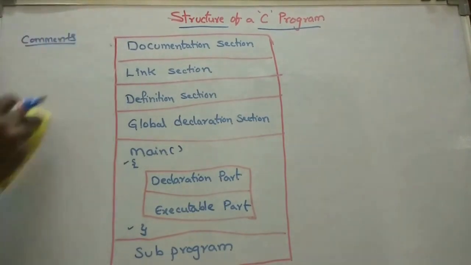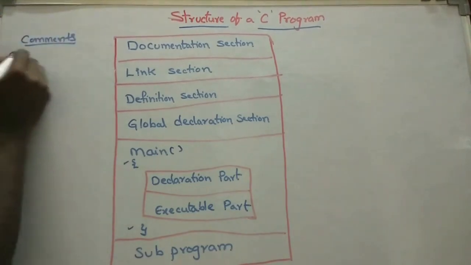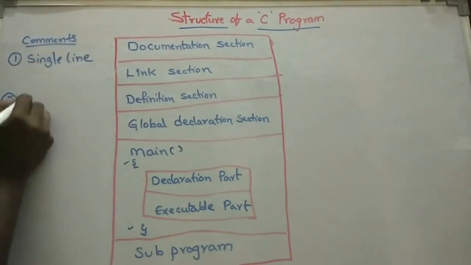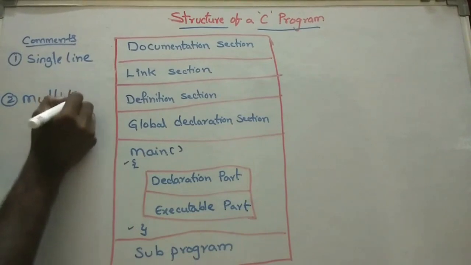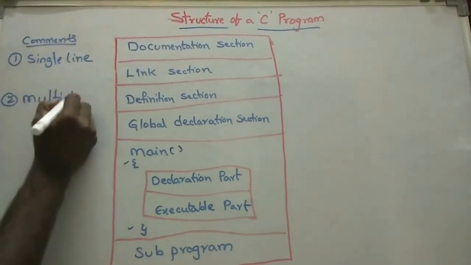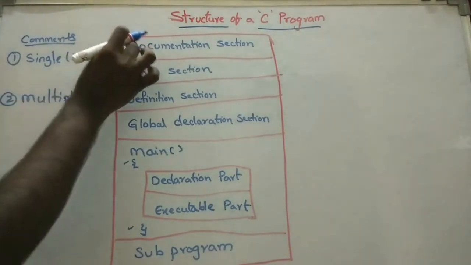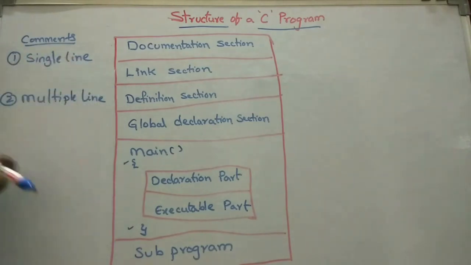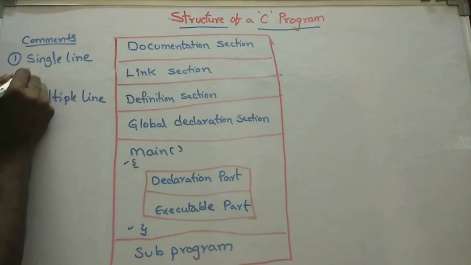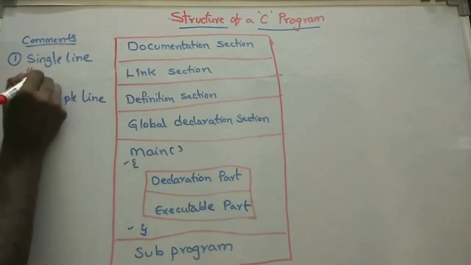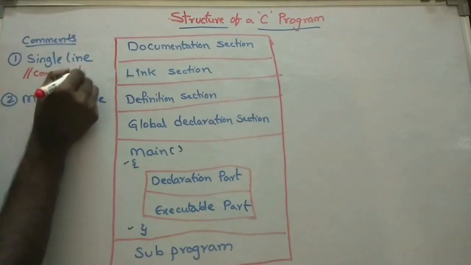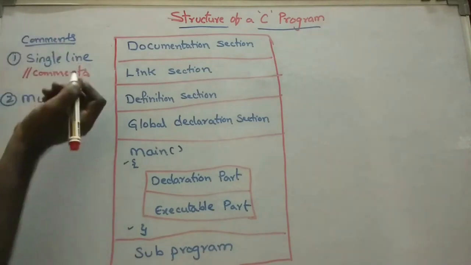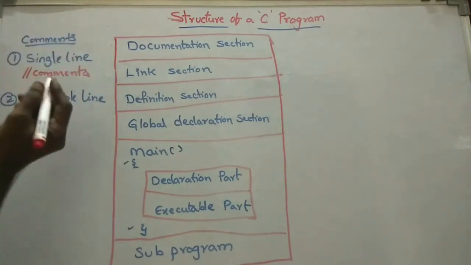Now how can we give the description in the program? The description may be a single line or multiple lines. We can give a single line comment or a multiple line comment. A comment is nothing but a description. How do we give a single line comment? Use a double slash followed by the comment or description you want to represent. That is called a single line comment. Suppose I want to give more than one line of description about my program.